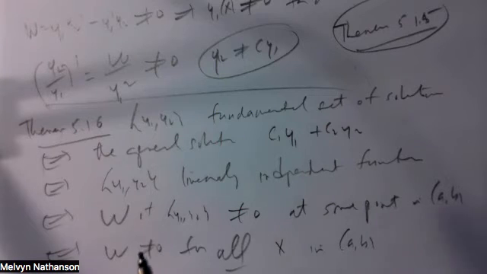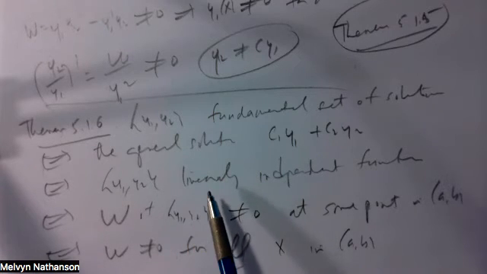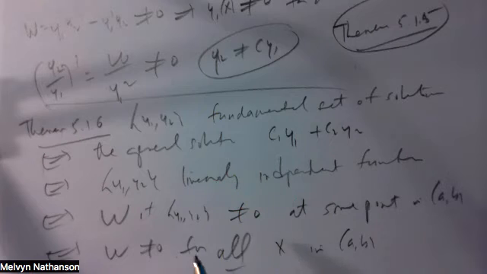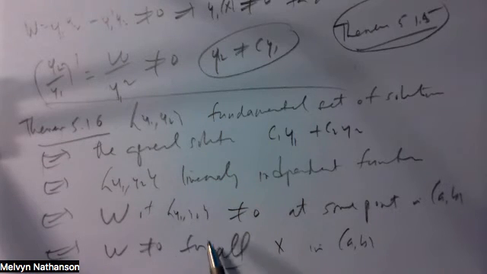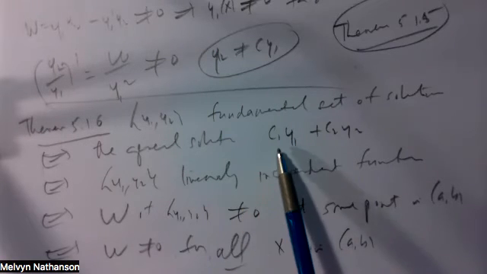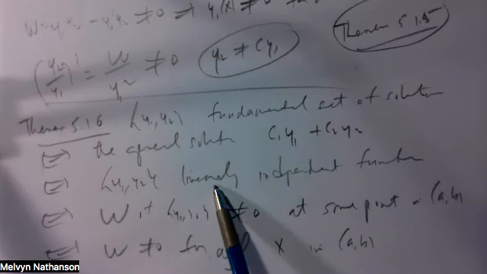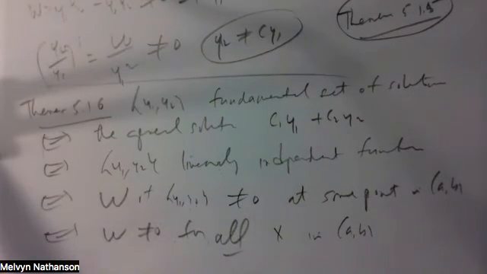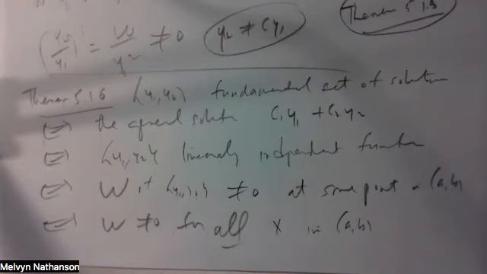So Abel's formula shows that the Wronskian is non-zero at some point if and only if it's non-zero at every point. We proved that a pair of solutions is linearly independent if and only if the Wronskian is non-zero. So that proves these three statements. This is the definition of fundamental set of solutions. And how do we show again that a pair of functions is linearly independent if and only if they give you the general solution? Let's see.